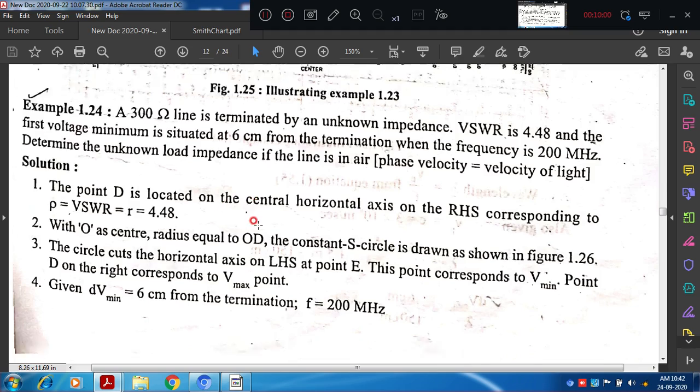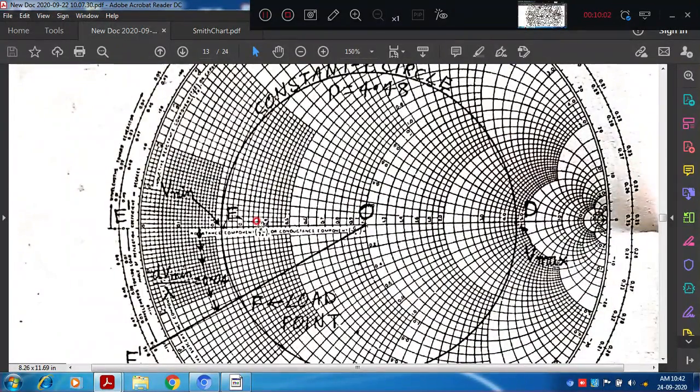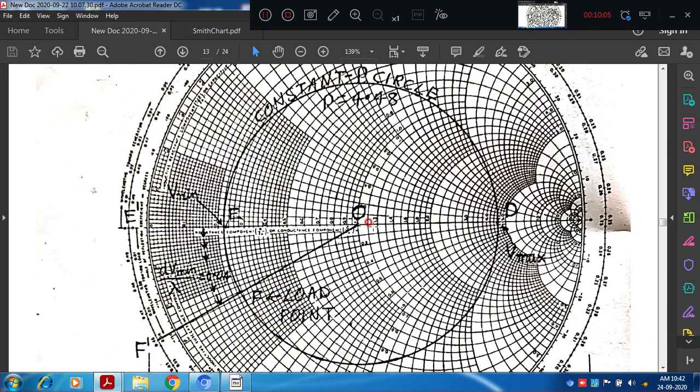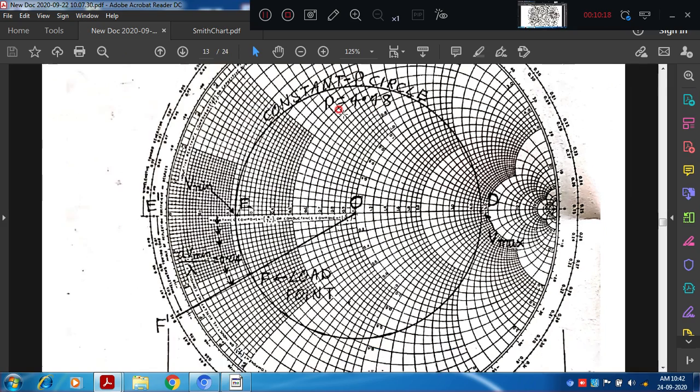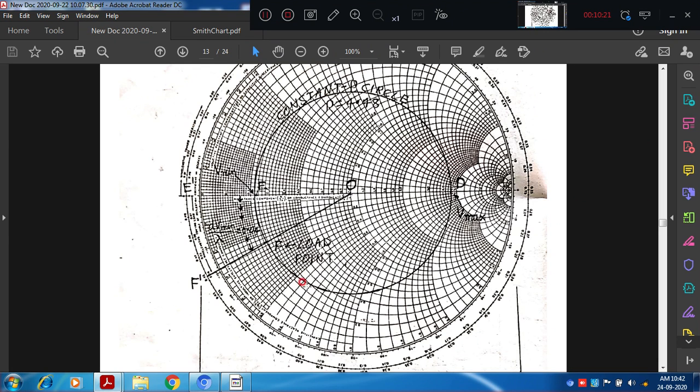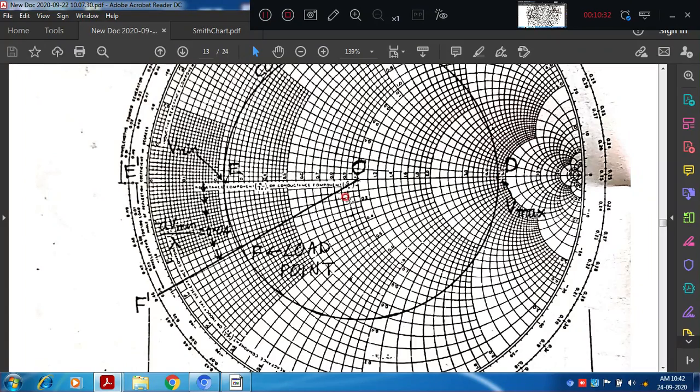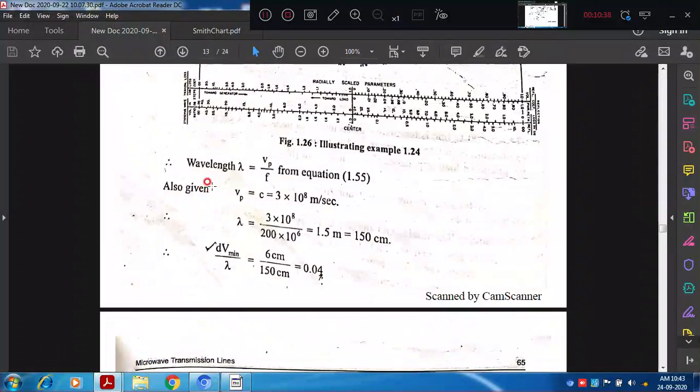The first and foremost step is to draw a rho circle with 4.48. From O as the center, you see here where you get 4.48, that is the rho circle with that much radius. You draw a constant rho circle which shows that rho is equal to 4.48. Can you observe, this is the constant rho circle. We know that the right hand point where this circle cuts the horizontal axis is V max, so point D is V max, and point E is V minimum, right?